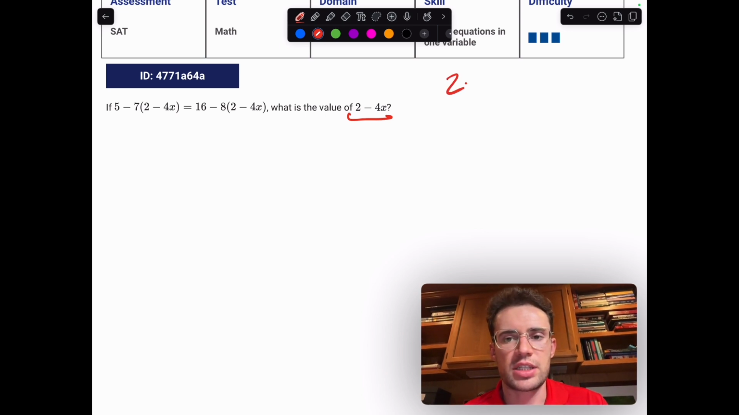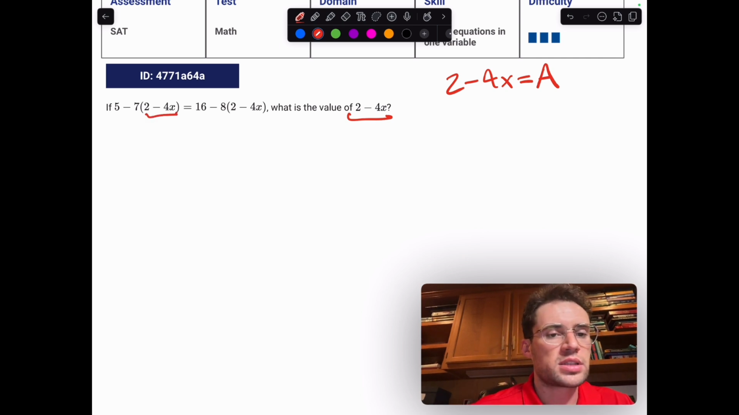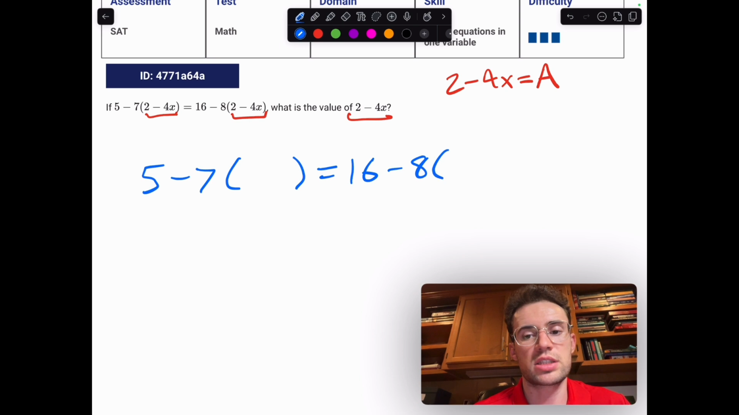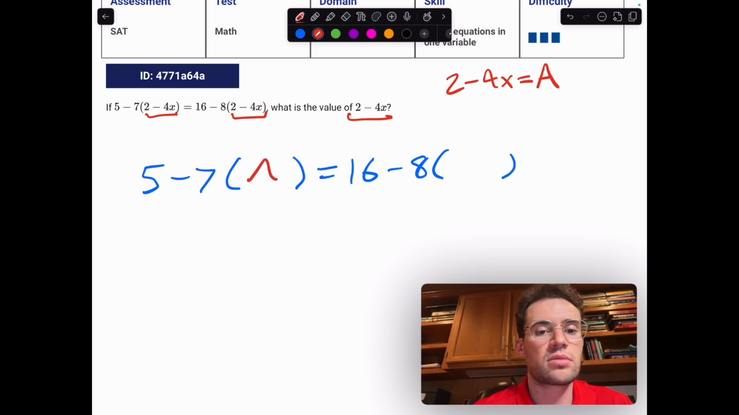So we'll say 2 minus 4x equals, let's call it a, for that's your answer, right? This is actually what we're trying to find, the value of 2 minus 4x. So you can see there's an a there and there's an a there, right? The 2 minus 4x. So I'm just going to rewrite it: 5 minus 7 times the quantity 2 minus 4x equals 16 minus 8 times the quantity 2 minus 4x. I'm going to substitute in a there, right? So 5 minus 7 times a equals 16 minus 8 times a. Now we've got just one variable, much easier to solve.